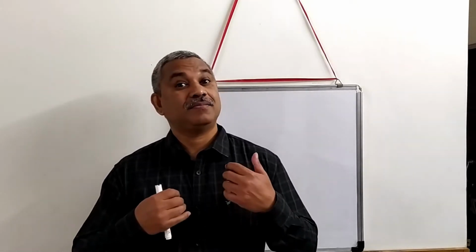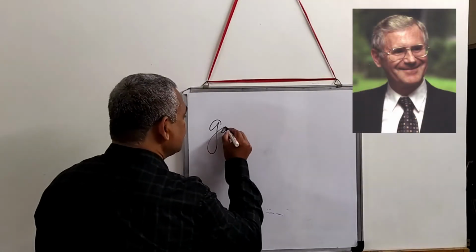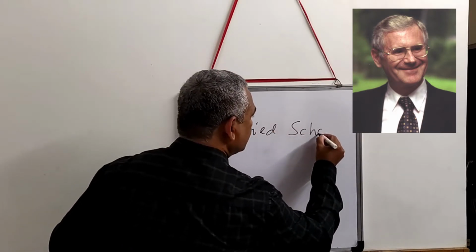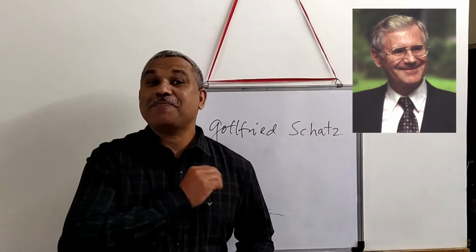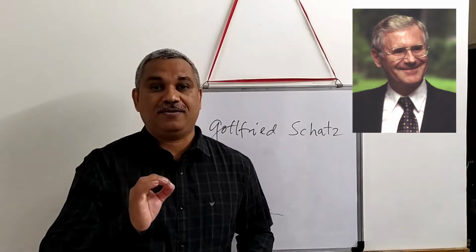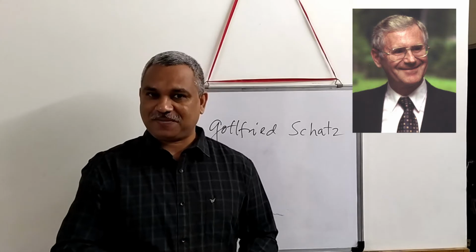Now there is one person whose contributions we must recognize. That is a scientist from Switzerland. His name is Gottfried Schatz. So, he is a man of mitochondria. He made certain wonderful, breathtaking discoveries in the 1960s.